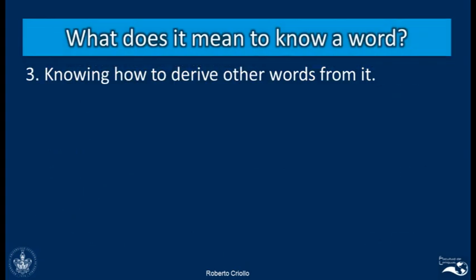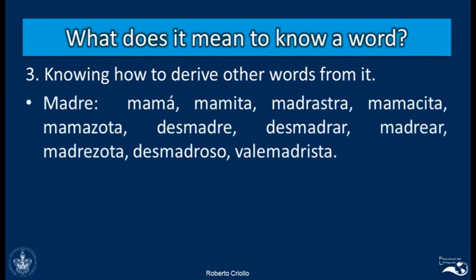The third thing that we need to know, if we want to understand the meaning of a word, is how to make other words from it. For example, we can make different words with the word madre, such as mamá, mamita, madrastra, and so on.